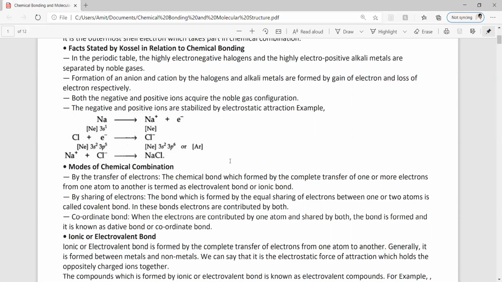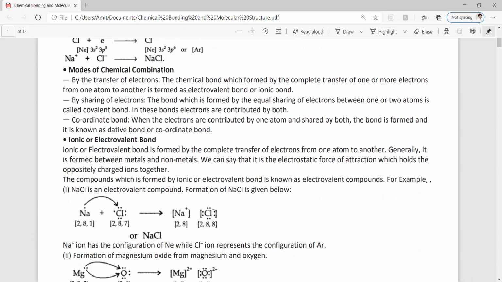Modes of chemical combination. By the transfer of electrons, the chemical bond formed by the complete transfer of one or more electrons from one atom to another is termed an electrovalent bond or ionic bond. So how is the chemical combination done? The first type of chemical combination is transfer of electrons. There is a complete transfer of one or more electrons from one atom to another, and that is called electrovalent bond or ionic bond.